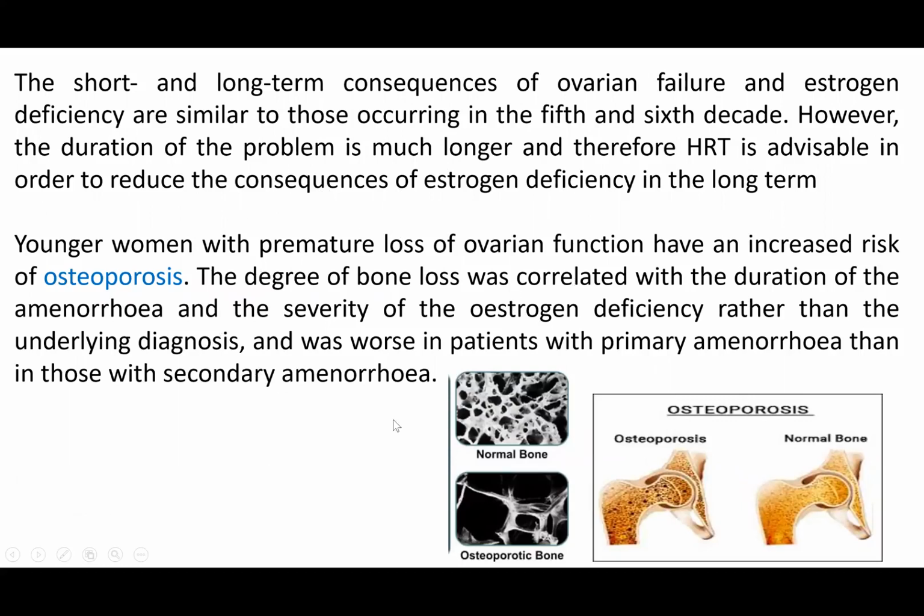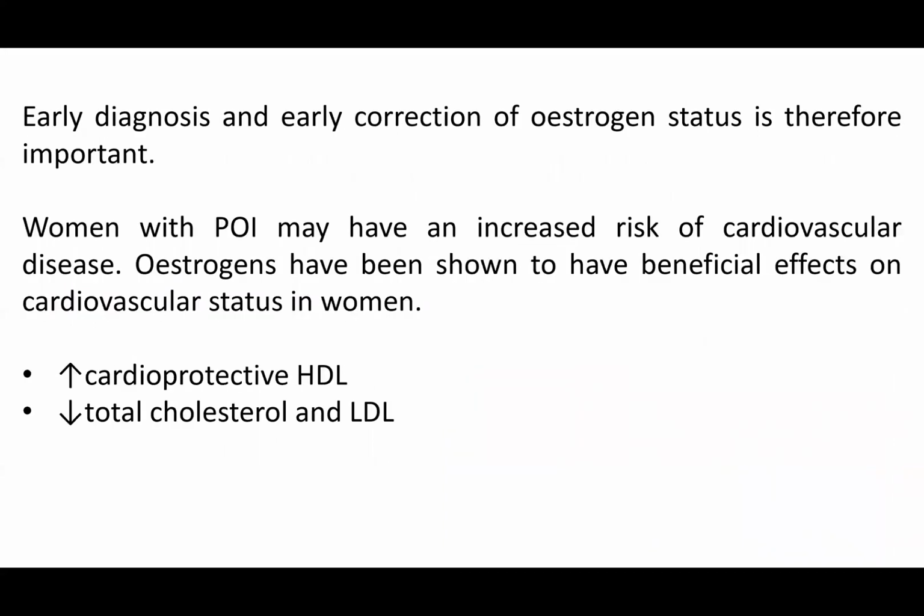If the lady has premature ovarian failure, then she is at risk of having all the complications that a lady may have after menopause. However, they will be more intense because of the longer duration of exposure to estrogen deficiency. So hormone replacement therapy is advisable to reduce the consequences of estrogen deficiency, especially osteoporosis and cardiovascular complications. Younger ladies have an increased risk of osteoporosis because, as I mentioned, of the longer duration of hypoestrogenism, and of course, it is worse in cases of primary amenorrhea.